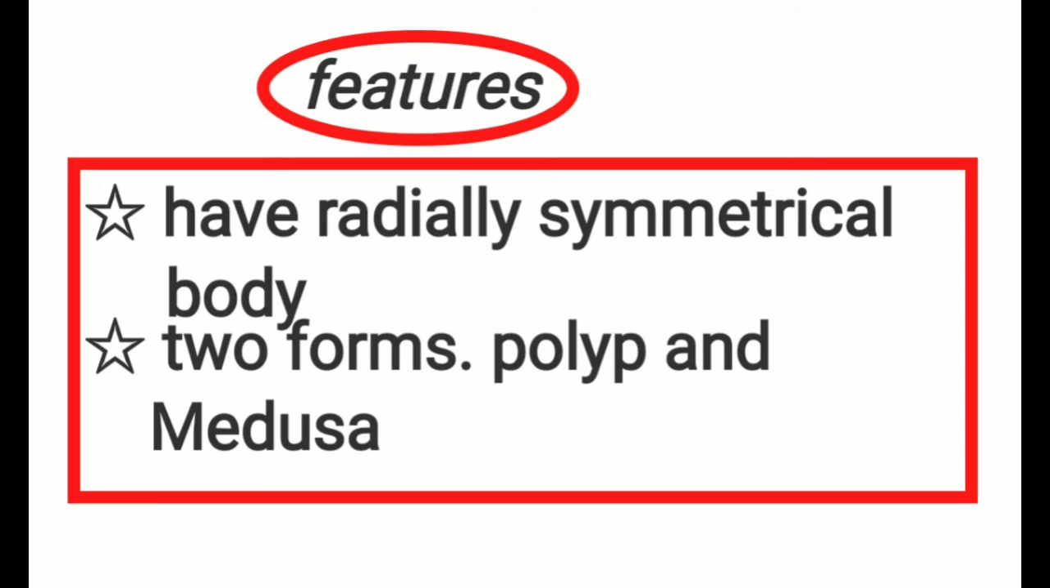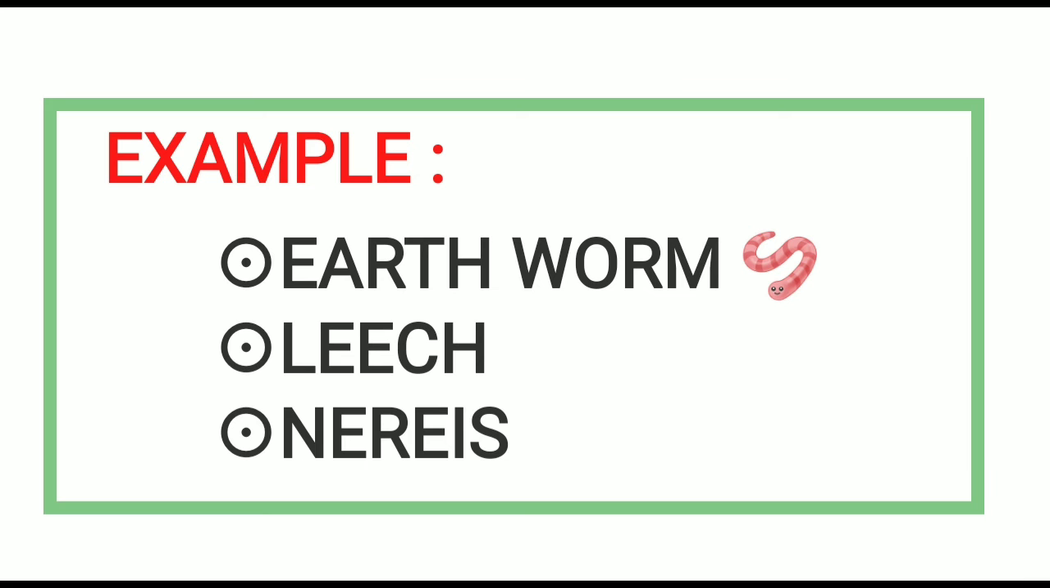Then we have also discussed Cnidarians, their examples and features. Then we have to discuss Annelida. Examples: earthworm, leech, and nereis.